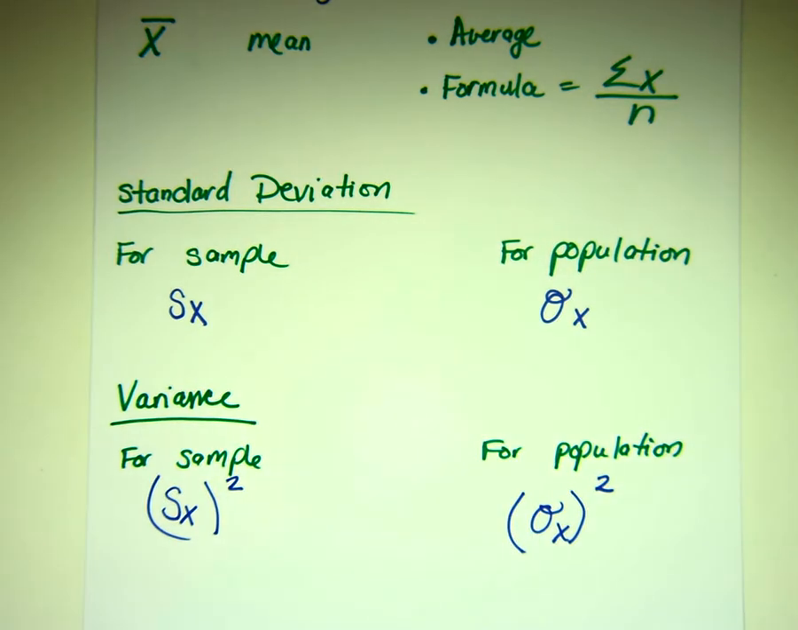Variance is also not computed in your calculator. You actually have to write all the digits for your Sx, then squared, if you're looking for a sample variance. You have to do the same thing for your σx if you're looking for the population variance.